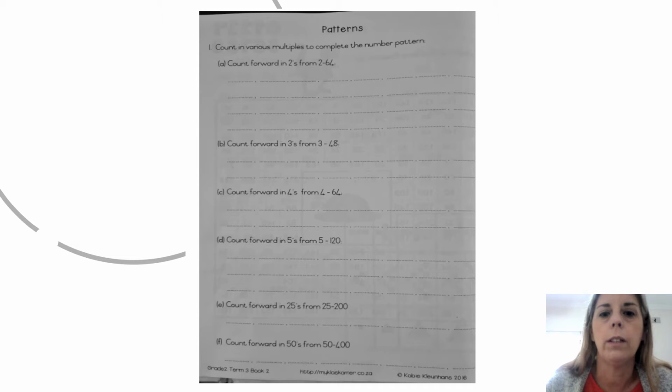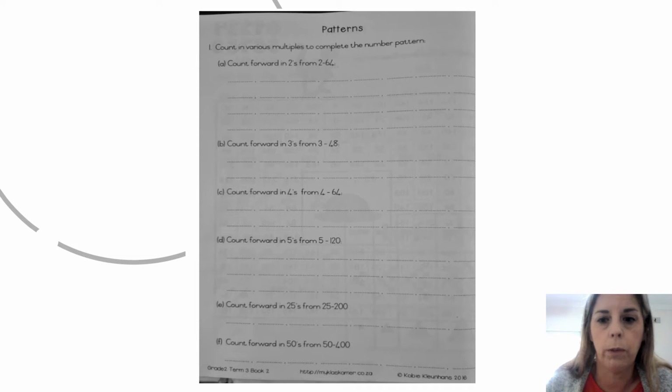Then you've got count forward in 3s from 3 to 48. You also have a counting in 3s chart to help you with that. Count in 4s from 4 to 64. You've also got that counting in 4s chart to help you. And count in 5s from 5 to 120. I've given you the 5s chart as well on your bag.